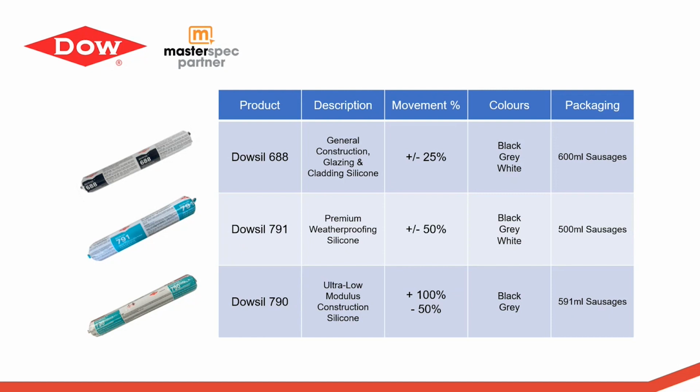And Dowsil 790, which is an ultra low modulus construction silicone with 100% extension, 50% compression, a very specialized sealant used in certain high movement applications.